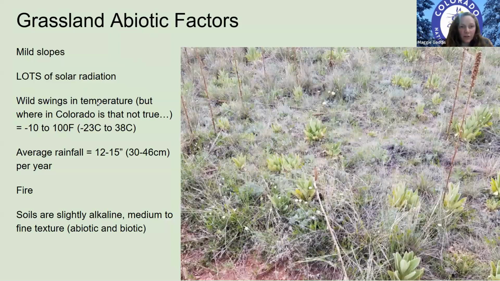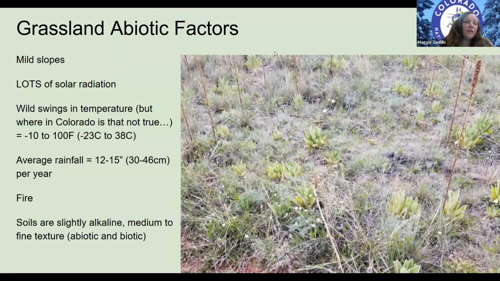So inside the grasslands, there are lots of predictable abiotic factors. There are mild slopes typically, lots of solar radiation, and wild swings in temperature. And Colorado is probably one of the few places in America or the world where we could have literally a 100-degree change in temperature depending on what's going on with the wind and the sun and the time of year. We have very little rainfall, and this is kind of a quote from the grasslands.